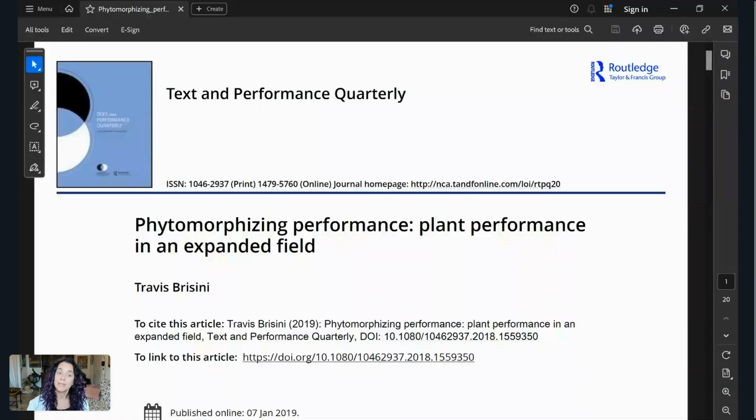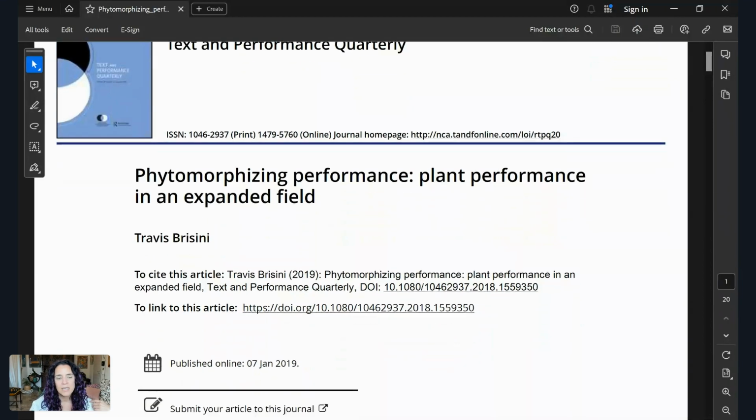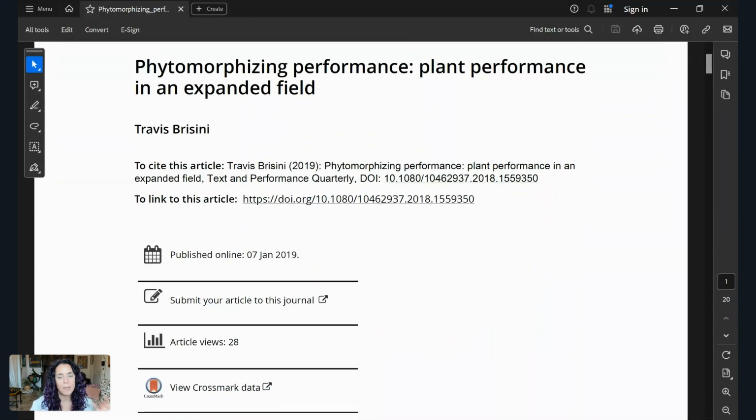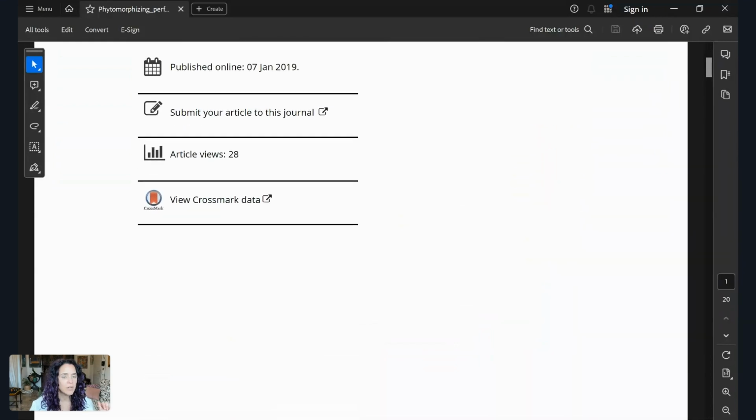So let me share my screen. Because again, we only have an hour today, so we're going to attempt to get through this in an actual hour, but without cutting any corners. This is Text and Performance Quarterly. This is a paper. It's really not a paper. It's more of a long form essay from what I understand.